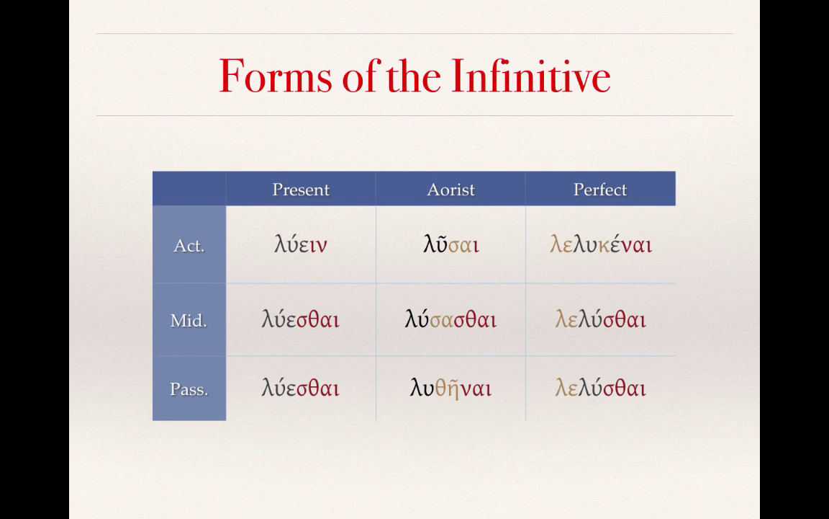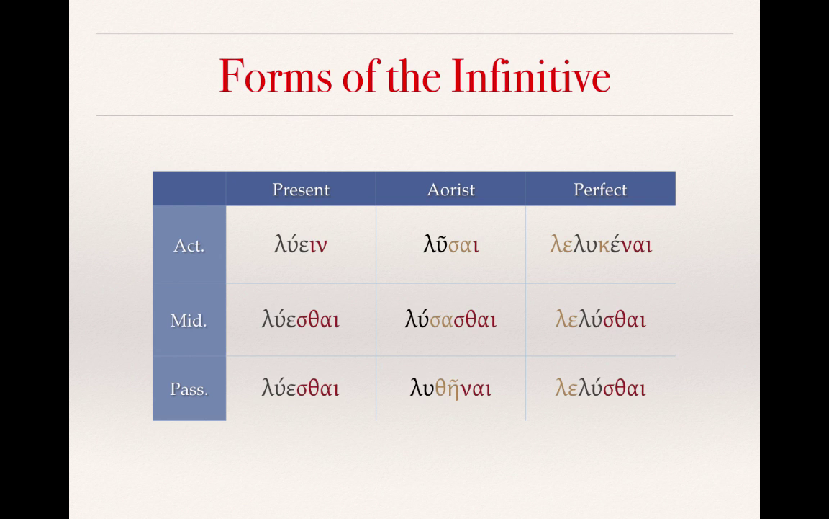So here are the forms of the infinitive in one chart, with the present, aorist, and perfect tenses in the columns, and the active, middle, and passive voices in the rows. And so you'll notice that in the present tense, the middle and passive are identical, luesthai. In the aorist, you'll notice the presence of the sigma alpha, which we've become very accustomed to in the aorist, and that the middle and the passive are not identical, and that theta eta, which is a clear marker of the aorist passive, is also present in the aorist passive infinitive.